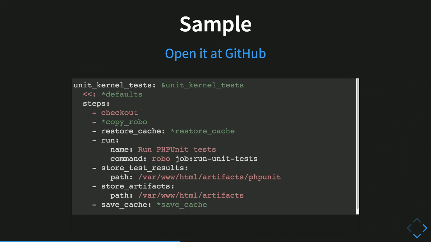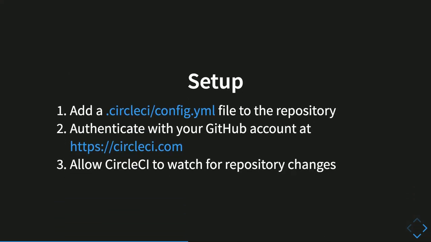In this case, this is showing running PHPUnit tests, and you can see in the command line, we're using Robo to do all of the real heavy lifting of making sure unit tests are set up correctly with the right PHPUnit configuration and so on to work. So the setup is fairly straightforward.